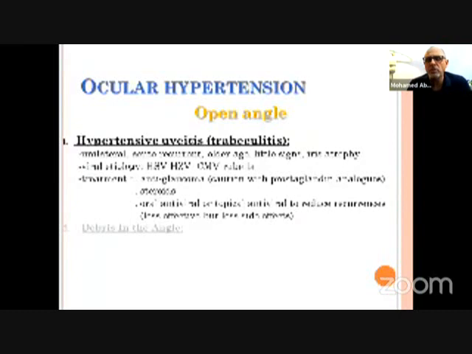First of all, ocular hypertension, open angle. The first item is hypertensive uveitis or trabeculitis. This is a relatively new name given to viral uveitis in general, in which often there is an increased intraocular pressure secondary to associated trabeculitis. Herpes simplex, herpes zoster, CMV, and rubella have been isolated by PCR techniques.